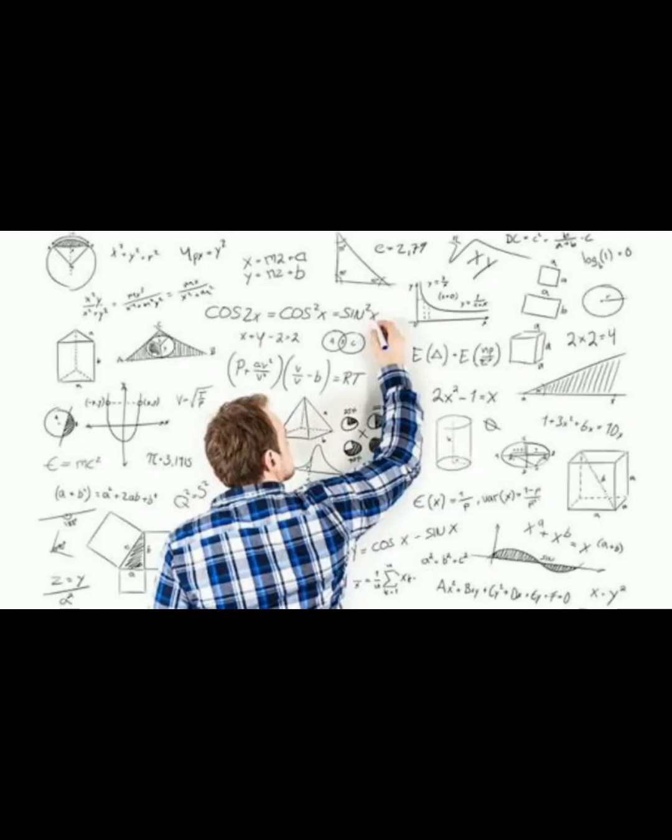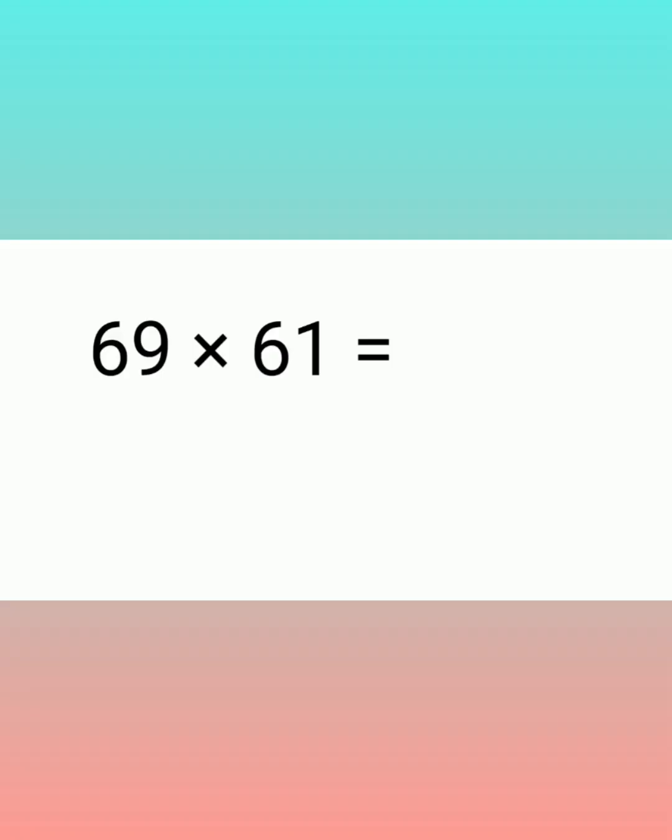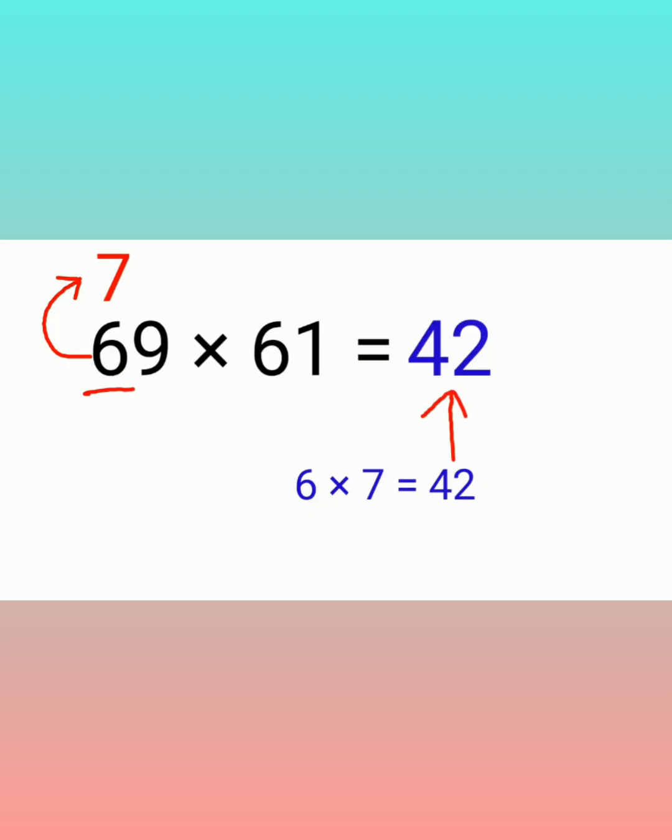Okay. So what is 69 times 61? Immediately. Next number after 6 is 7. So 6 times 7 is 42. And 9 times 1 is 9. So we put 09 here. That's your answer: 4209.